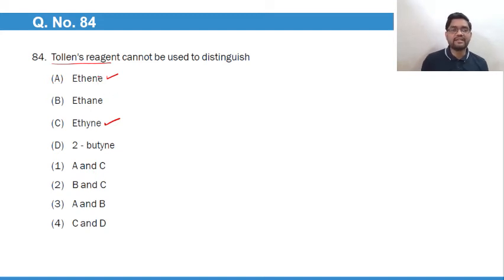A and B. Ethene and ethane. They both do not give any reaction with Tollens reagent. So we'll go with what? A and B. Okay, so that is the right answer.